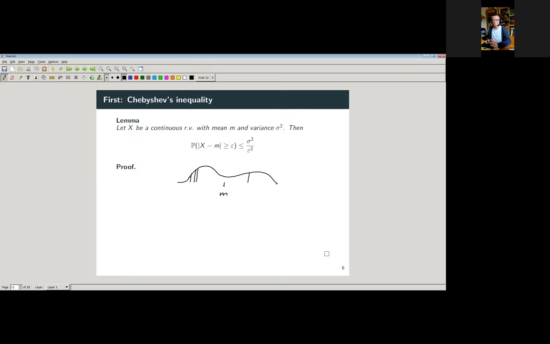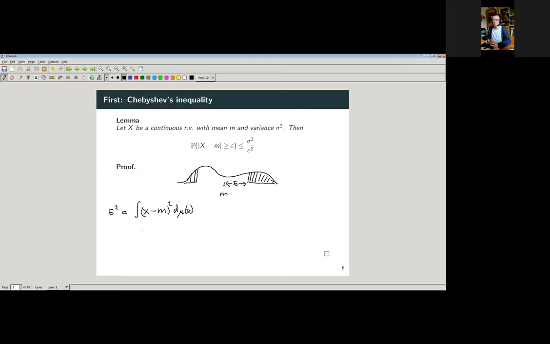So this is the probability of this area here. This is less than the variance, sigma squared, divided by epsilon squared. So we can control the mass of extreme events of any given random variable. And this is not hard to prove. In fact, we'll do this right now. We start with sigma squared. Sigma squared is by definition given by the integral of x minus m squared d mu of x, from minus infinity to infinity.